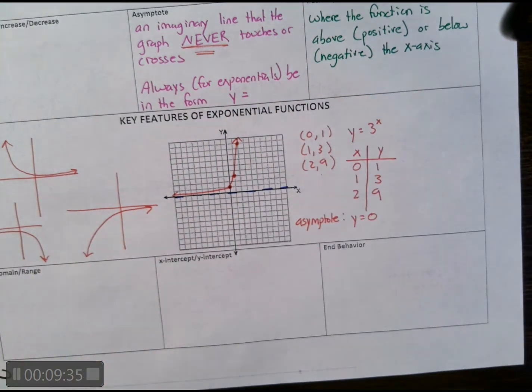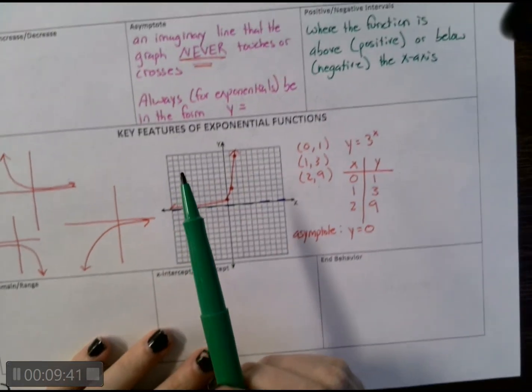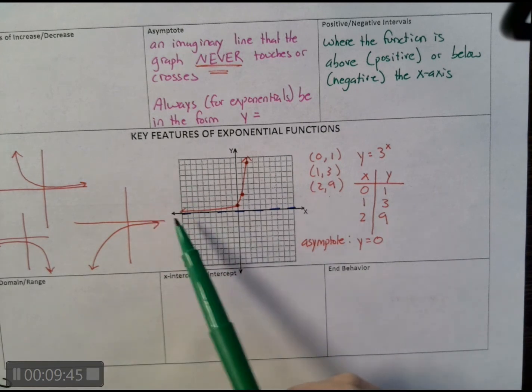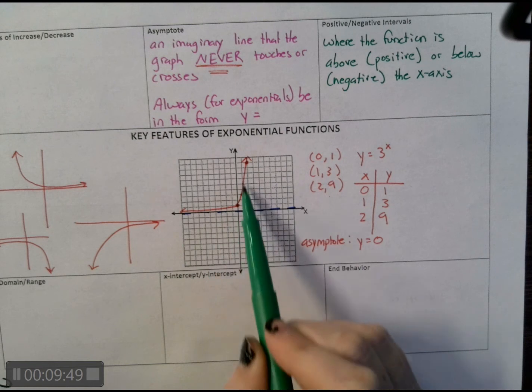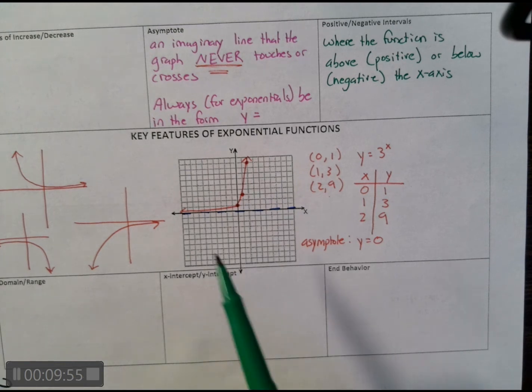And that's all in relation to our x-axis. Okay? Alright, so then, if we look at our example, is there a single spot where my red graph is below my x-axis? No. So this entire graph is going to be a positive interval. Good.